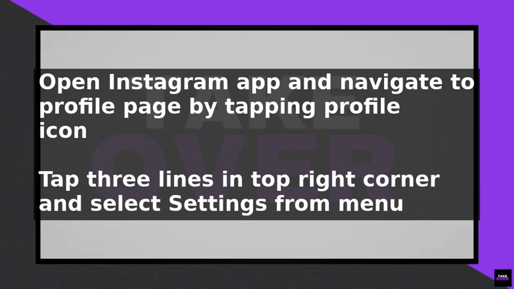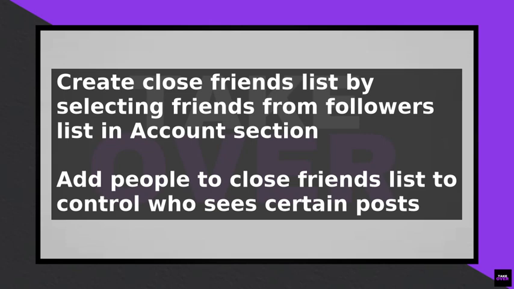right corner. Tap the three lines in the top right corner and select Settings from the menu. Scroll down to the Account section and tap on Close Friends. If you have not created a close friends list yet, you will be prompted to add people to this list. You can do this by selecting friends from your followers list.